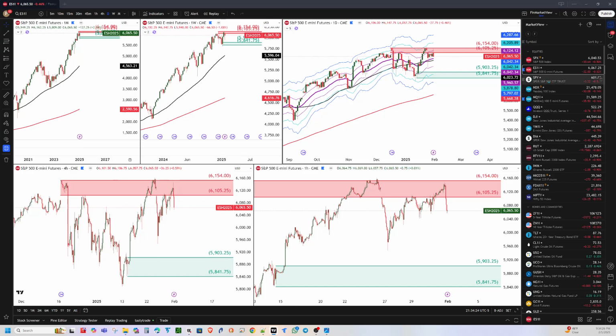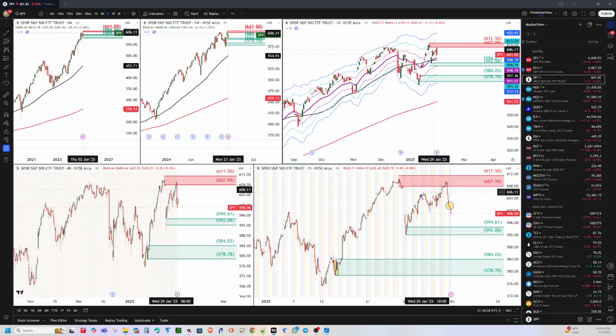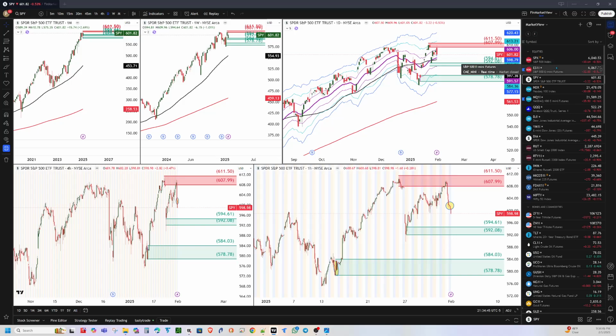When you look at SPY, the ETF, it's the same thing. It went to the resistance at the 607 area and was rejected. Price was sold off to the 600ish area, and the levels match against the S&P cash index and also S&P futures, which is the 6060 area.